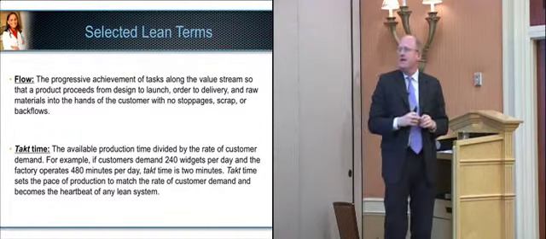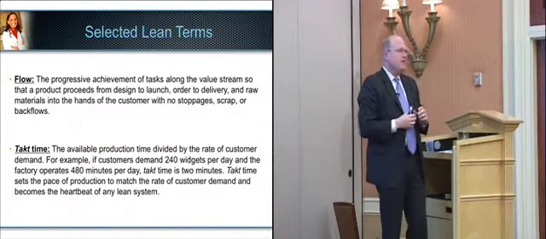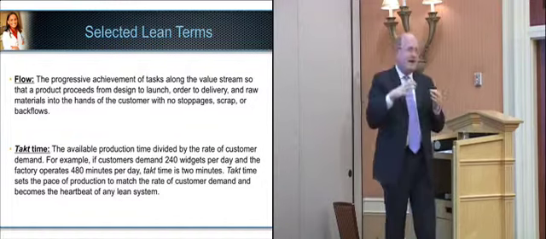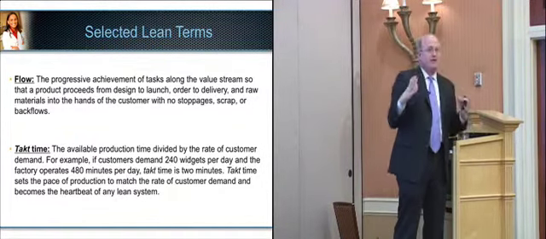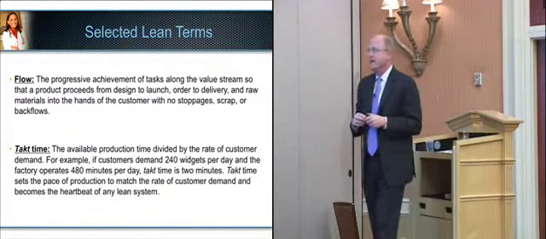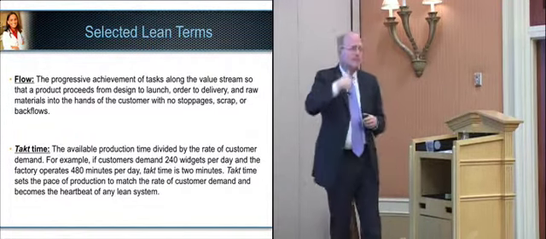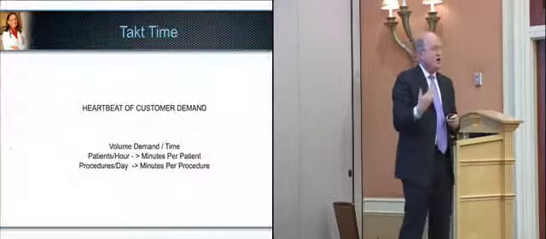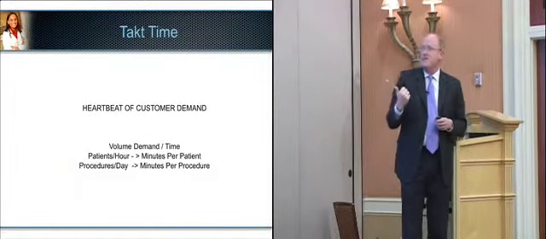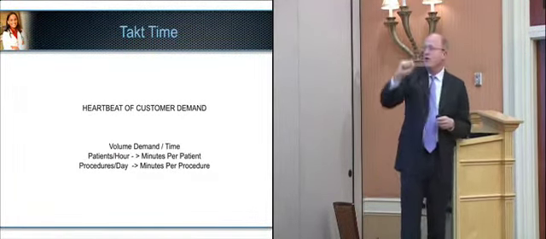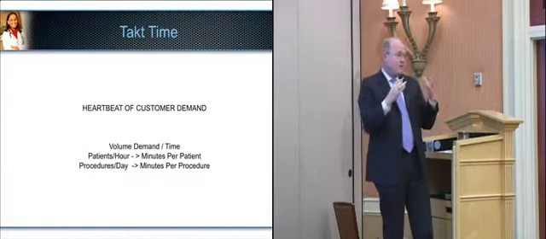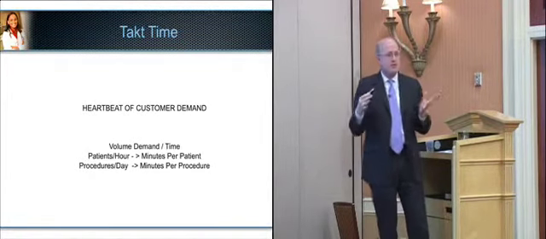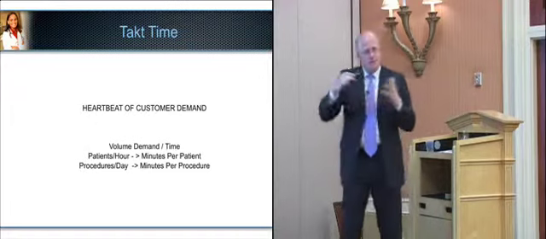Takt time. That's simply the total time divided by the amount of demand on the system. Okay? So it sets the pace of production that your system needs. It really becomes the heartbeat of customer demand. It's your volume demand over time. It can be patients per hour, or you can flip that into minutes per patient, minutes per procedure.